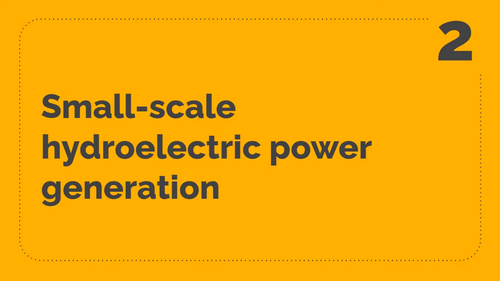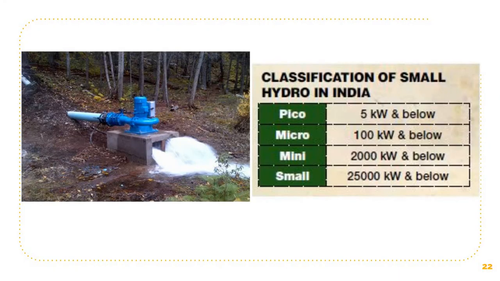Now we move to small scale hydroelectric power generation. Small hydro can be classified as shown in the picture. 5 kilowatt and below we call it pico, 100 kilowatt and below we call it micro, 2000 kilowatt and below we call it mini, and 25,000 kilowatt and below we call it small. So even if you have a small waterfall, you can go for a pico or micro type of hydro generation.